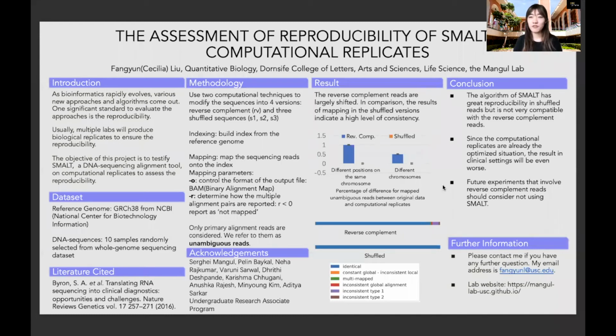Hi, this is Cecilia from the Mango Lab. Our lab belongs in the pharmacy department of USC. And as for myself, I'm a sophomore year student in quantitative biology in the Dornsife College of USC.